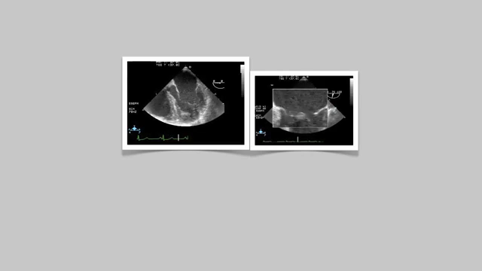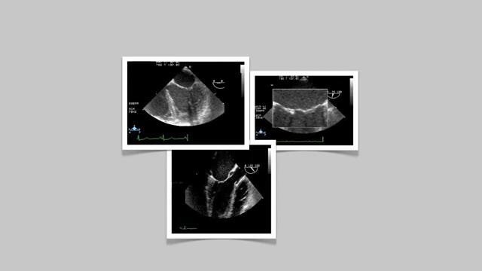In this view, the A2 leaflet is in the middle of the screen and the posterior leaflet appears on the sides. The image to the bottom of the screen is a mid-esophageal aortic valve long axis view, which shows the posterior leaflet to the left or inferolateral side and the anterior leaflet to the right or anteroseptal side.